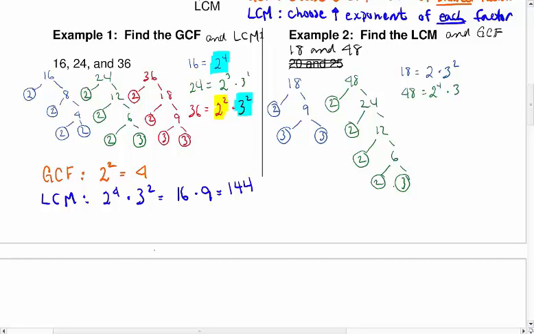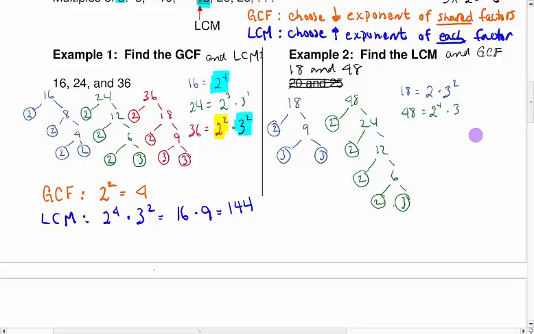Okay, so for our GCF, we want to choose the smallest exponent of shared factors. Notice this time we have 2 factors that are shared between our numbers. 2 is shared, as well as the 3. We want to choose the smallest exponent, so we have 2 to the 1 and 2 to the 4, so we're going to choose 2 to the 1. And then for 3, we've got 3 to the second and 3 to the 1, so we're going to choose 3 to the 1. And so our GCF then is 2 times 3, which is 6.